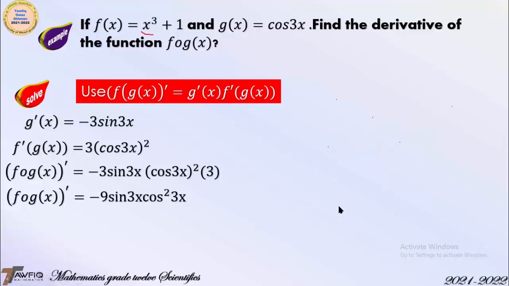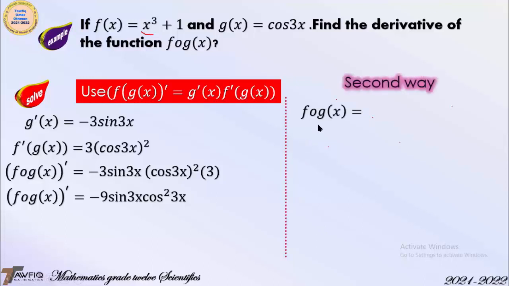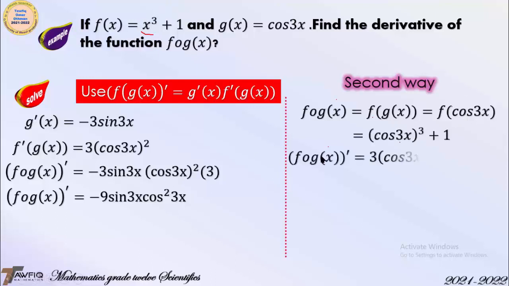And now to solve this example, we have the second way. The second way is, first of all, find f∘g(x). That means find the function. f∘g(x) is equal to f of g(x). Replace g(x) with cosine 3x. Then replace x in f(x) with cosine 3x, which becomes cosine 3x cubed plus 1.